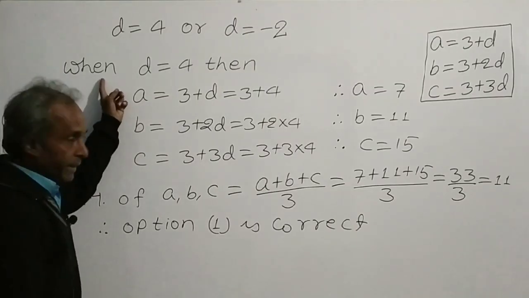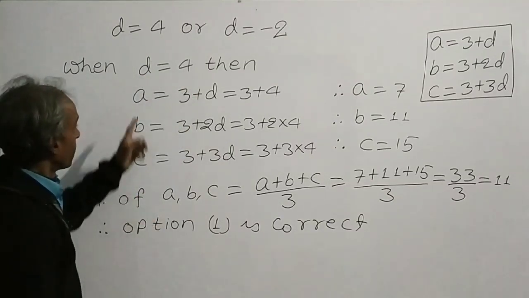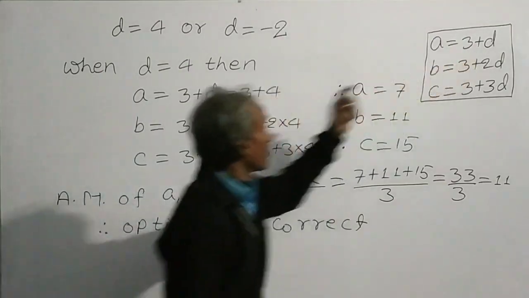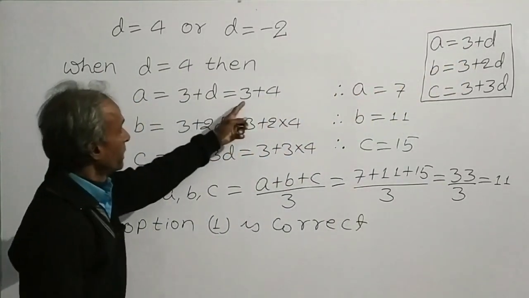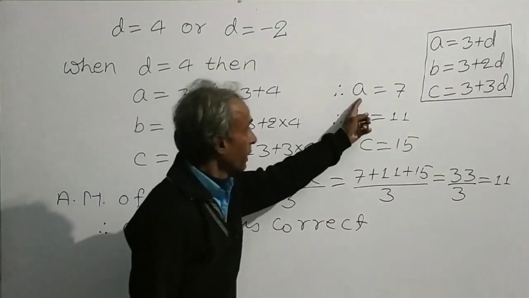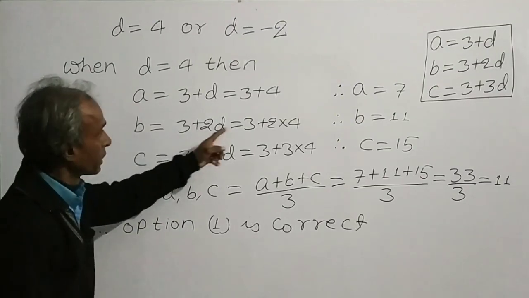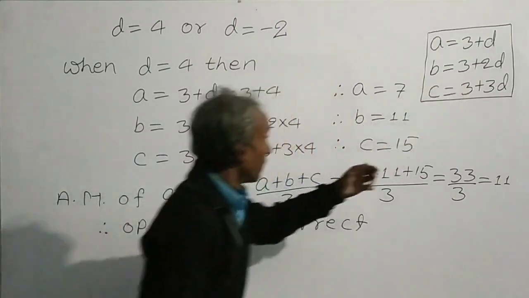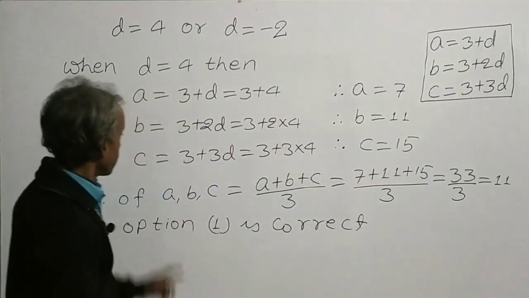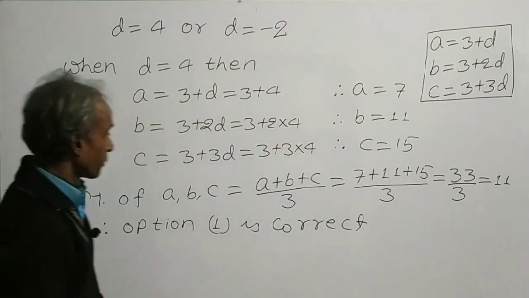When we take the value of D as 4, then A is equal to 3 plus D, that means 3 plus 4. Therefore, A will be equal to 7. Similarly, B will be equal to 3 plus 2D. Thus, we get B is equal to 11. Similarly, we get C is equal to 15.